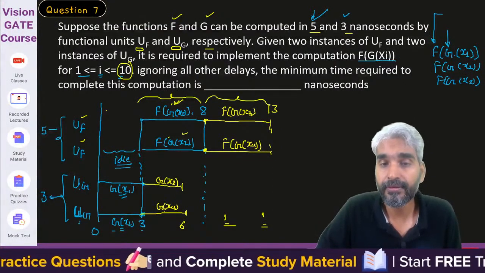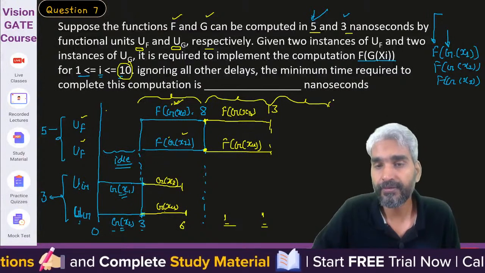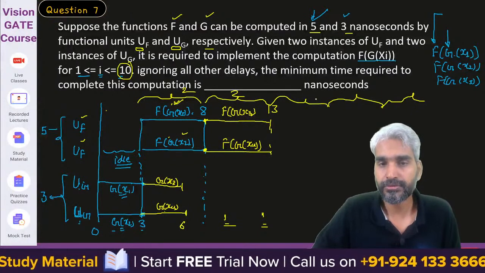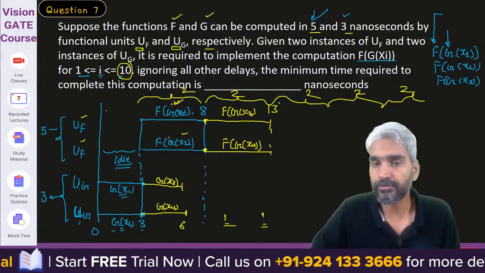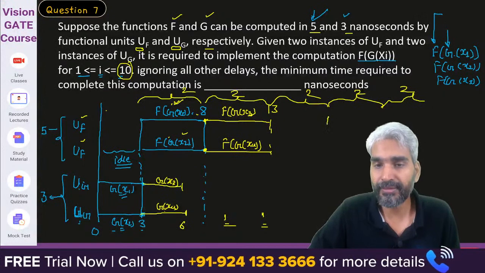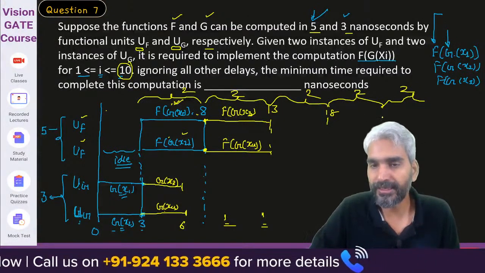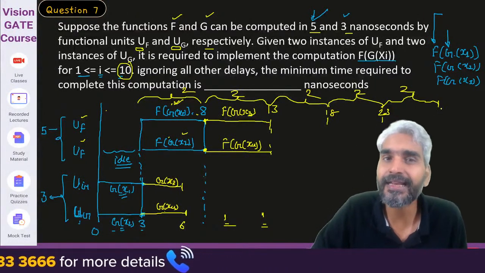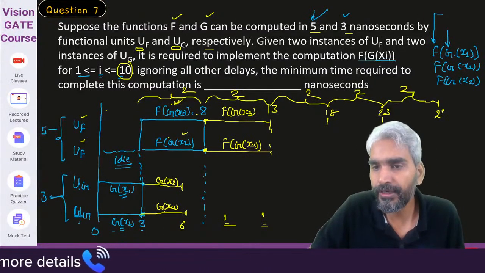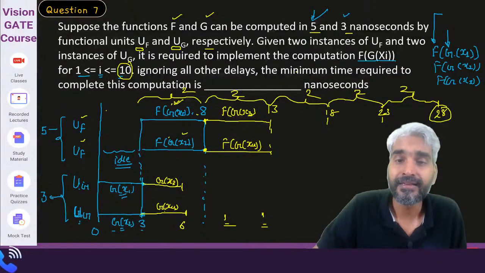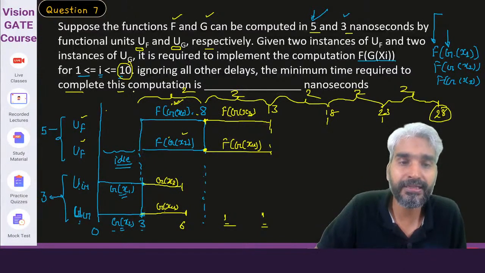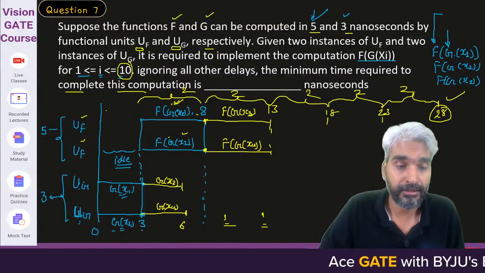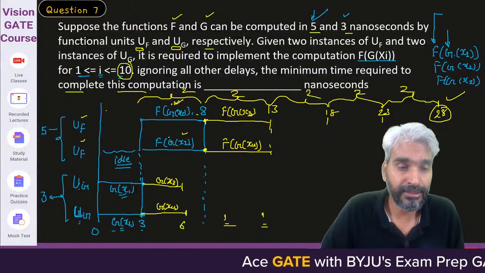So 5, 5, 5, 5, 5. So 2 plus 2 plus 2 plus 2 plus 2. So 8, 13, it will get completed at 18, it will get completed at 23, and F of G of x9 and F of G of x10 will be evaluated at time unit 28. So it is asking the minimum time required to complete this computation. So it will require at least 28 nanoseconds.